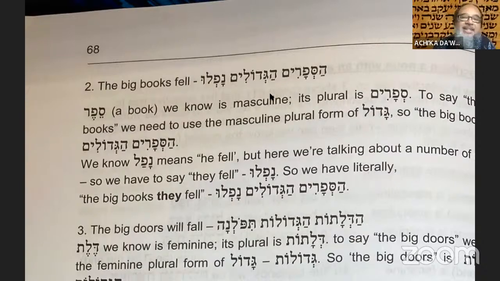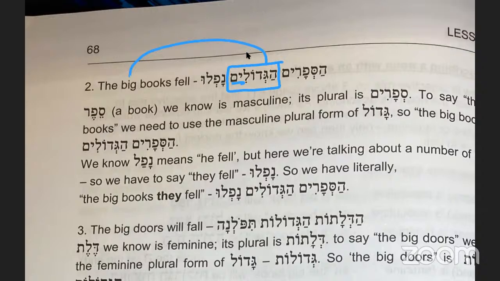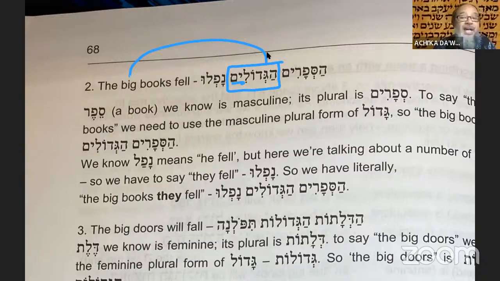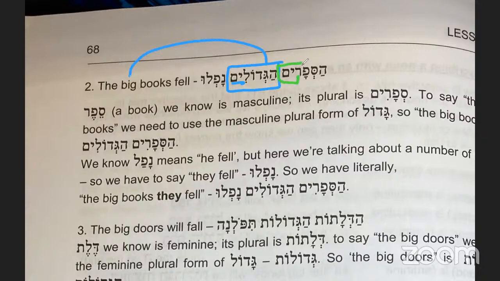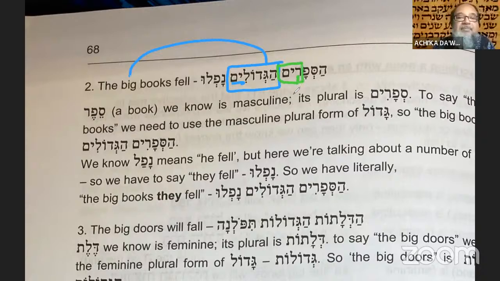Hakano. Yes, hagadol what? Don't forget your ending. Hagadolim. That's right. Okay. And so how do you say the books? Hasefarim. Hasafer what? Yeah. Put these together. Hasaferim. See, look, let me show you.